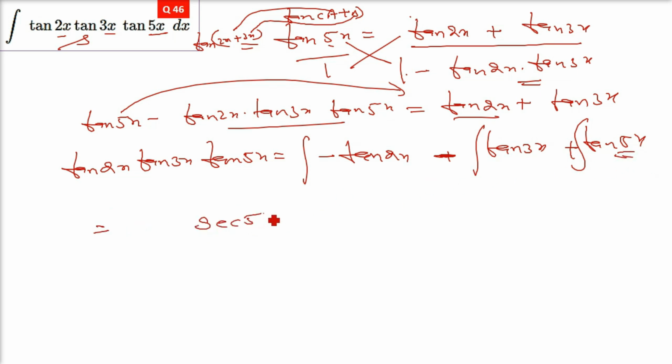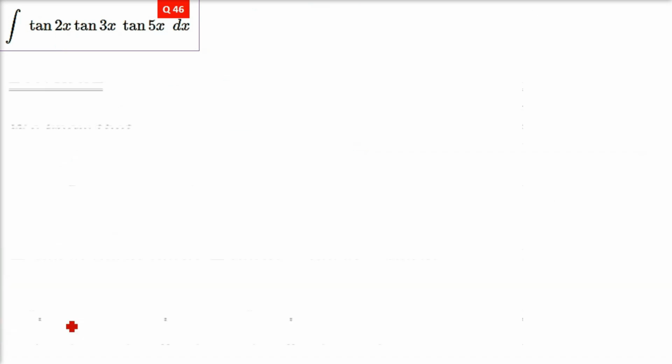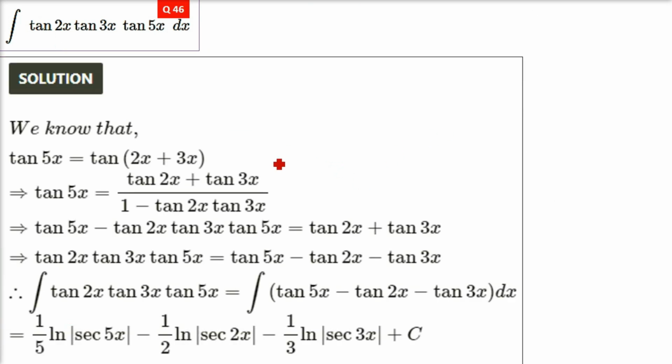So the integration of tan 5x will be ln modulus of sec 5x, and the differentiation of 5x will give you 5, which goes in the denominator. Similarly, two negative terms are there, tan 2x and tan 3x. Let us do tan 3x first. It will be ln modulus of sec 3x, and the differentiation of 3x will give you 3, so it will come in the denominator. Tan 2x will give you ln modulus of sec 2x, and what is the differentiation of 2x? It will be 2.